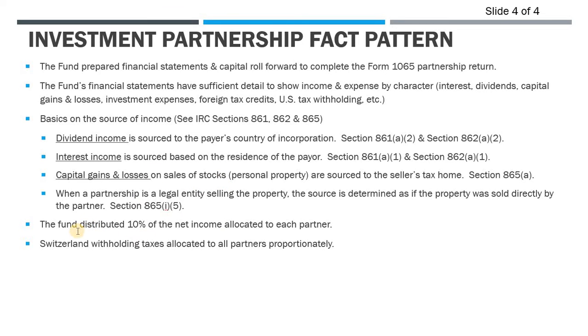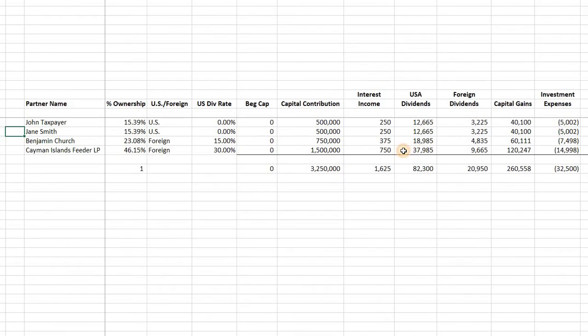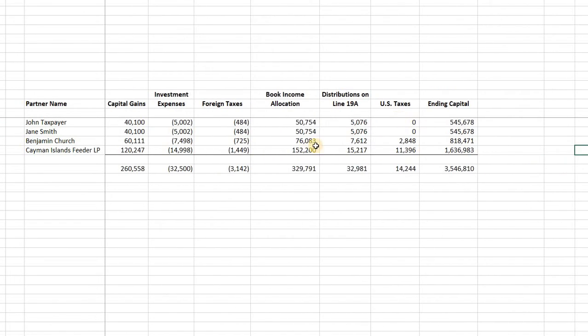Now, what else happened within the fund? The fund distributed 10% of its net income allocated to each partner as a dividend or a draw, really, right? So a partner distribution. So we'll take a closer look at that on the cap roll forward here. We do have a section saved out for distributions to the partners.